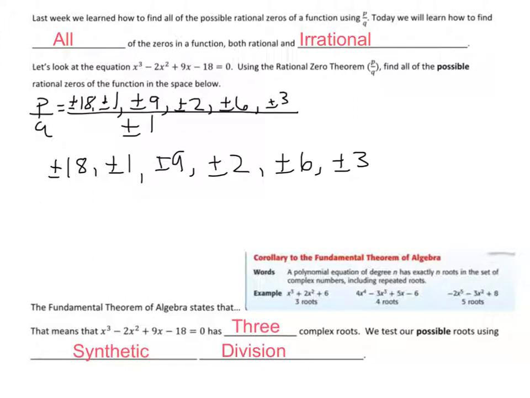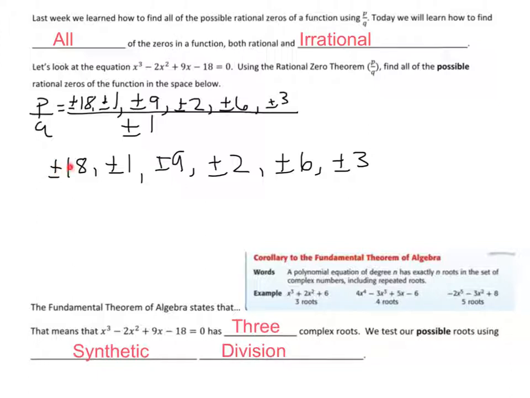So in the first part of this section, we learned how to find all the possible rational roots of a function using P over Q. We're also going to learn how to find all of the zeros in a function, both rational and irrational. So let's look at the equation x cubed minus 2x squared plus 9x minus 18 equals 0. Using the rational zero theorem, we're going to find all of the possible rational zeros of the function. And I've already done that for you because we did that on the last two examples.